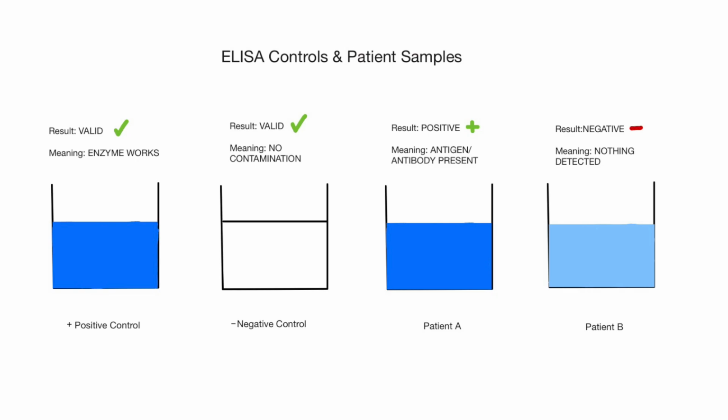Patient A matches the positive control, meaning a positive result. Patient B is clear, meaning negative. Here's how we interpret those outcomes. When both controls behave as we expect, the test is trustworthy. If a patient's sample turns blue like the positive control, it means the target, either the antigen or the antibody, was present. If it remains clear like the negative control, it means there was no detection of any antigen or antibody.